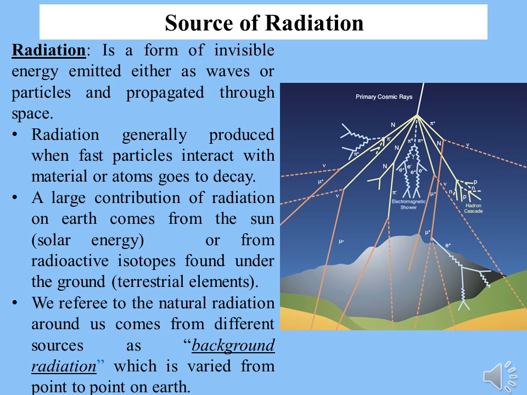space. Radiation is generally produced when fast particles interact with material or when atoms go to decay. A large contribution of radiation on Earth comes from the sun, solar energy, or from radioactive isotopes found under the ground, terrestrial elements. We refer to the natural radiation around us from different sources as background radiation, which varies from point to point on Earth.